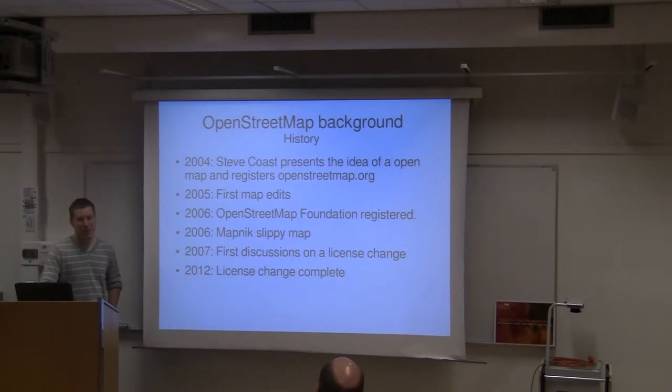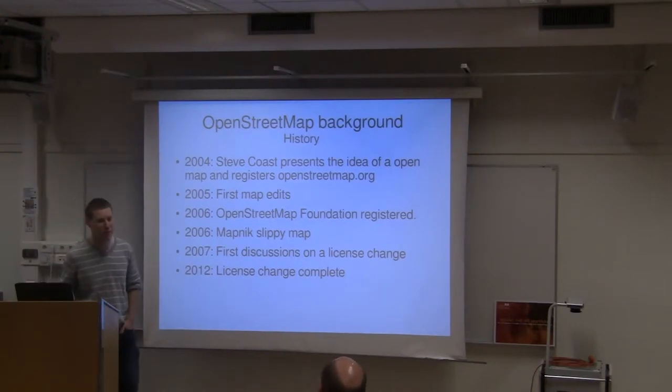In 2007, I don't know if these were the first discussions, but at least at the OpenStreetMap conference of 2007, it was discussed for the first time to change to another license, because people realized that the license we had, I will come back to that, wasn't really simple for the data we had. And actually, last year, the license switch was complete. So it took a while for us to complete this.